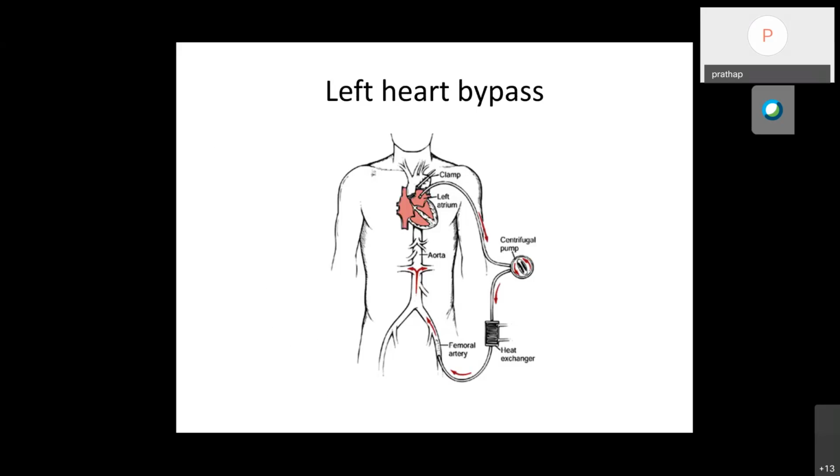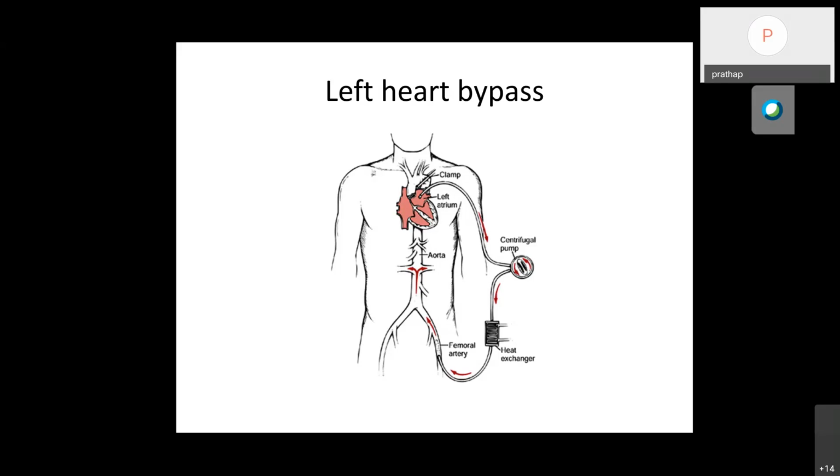In assisted circulation, there are many varieties. One such is a left heart bypass, where the inflow is taken from the oxygenated blood entering the heart, either from the left atrium or from the pulmonary veins, and it is connected to a centrifugal pump. And again, the blood is returned through a cannula inserted into the femoral artery for retrograde perfusion of the visceral and renal vessels.